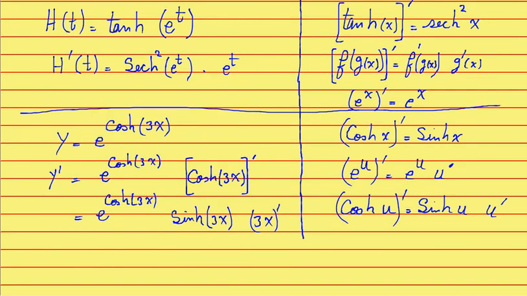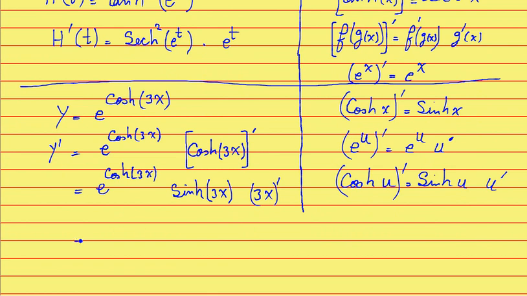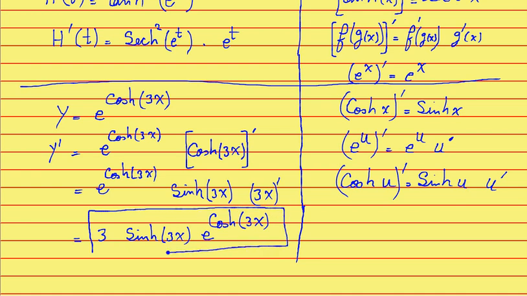So now I go ahead, clean everything. Derivative of 3x is just 3. I write the small things first, sine hyperbolic of 3x, and then exponential of cosine hyperbolic of 3x. Now I'm done. This is the final answer, and when the problem gets to be a bit long, we box the final answer, make sure it stands out.